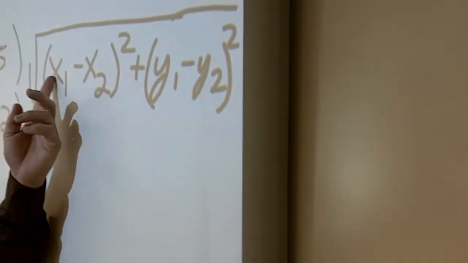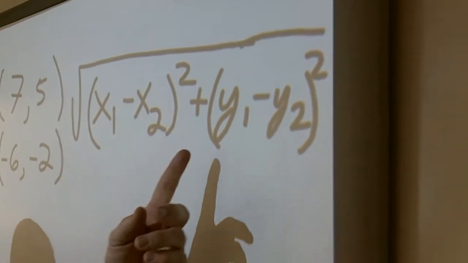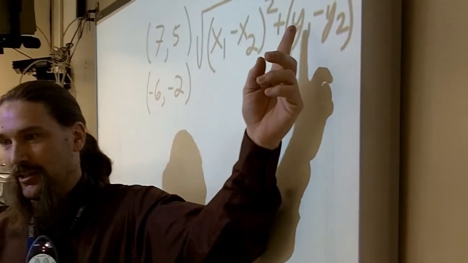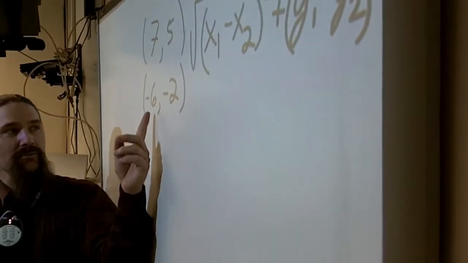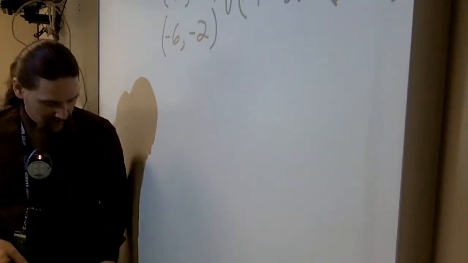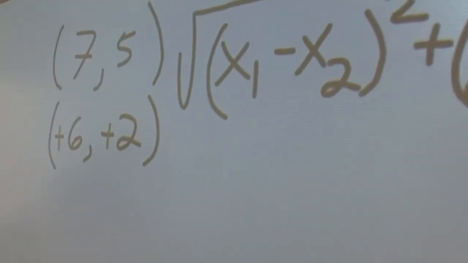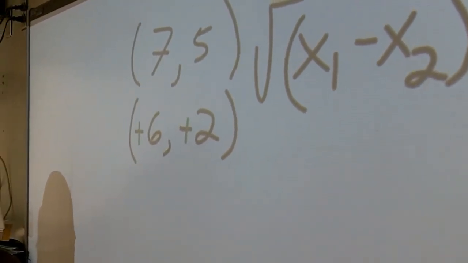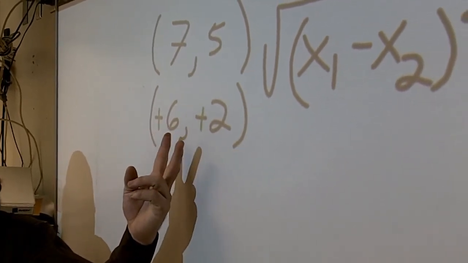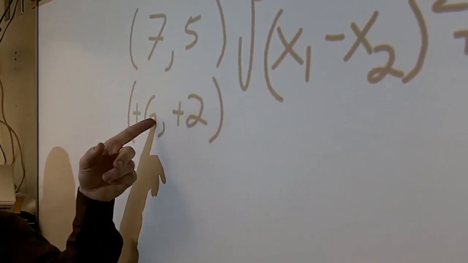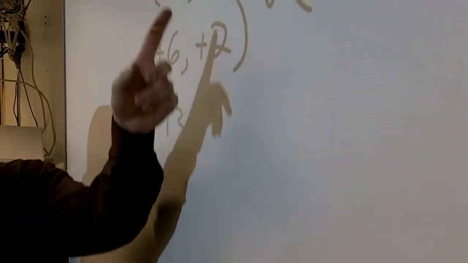Okay, so the first thing is we take our x values and we subtract them, and on that same level, we subtract our y values. If I'm subtracting, I will just change the signs of the bottom ones. If they were negative, they'd become positive. Whatever it is, you go opposite, so you're adding them. There's my subtraction part. Now I go 7 plus 6 is 13, and 5 plus 2 is 7.